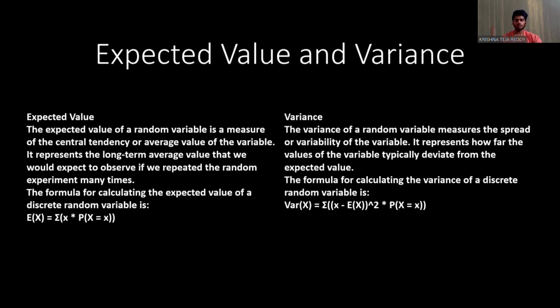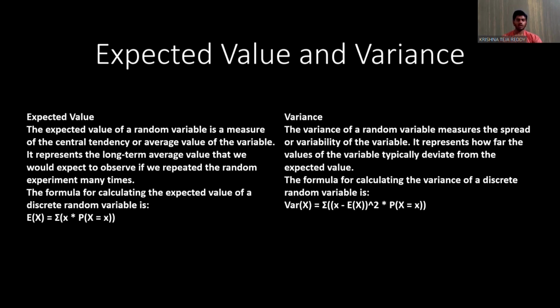Expected value and variance. Expected value. The expected value of a random variable is a measure of the central tendency or average value of the variable. It represents the long-term average value that we would expect to observe if we repeat the random experiment many times. The formula for calculating the expected value of a discrete random variable is E(X) = summation of x times P(X = x).